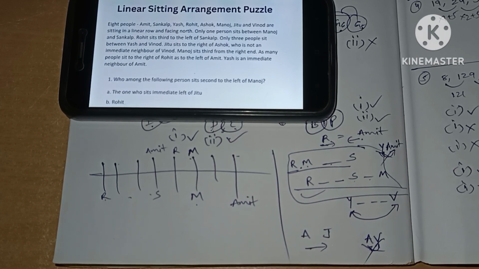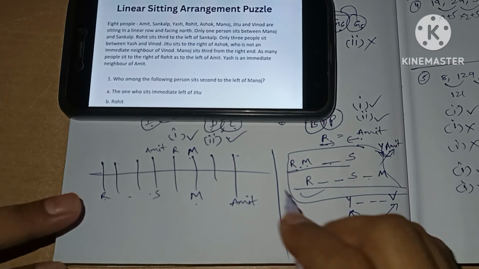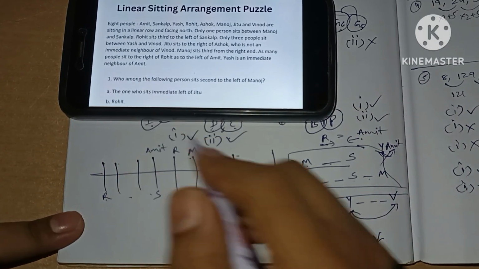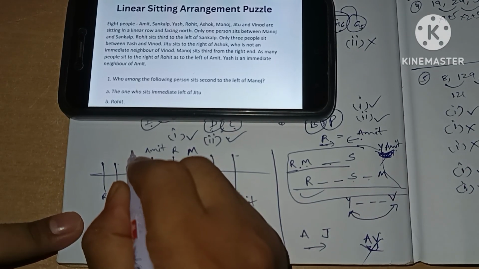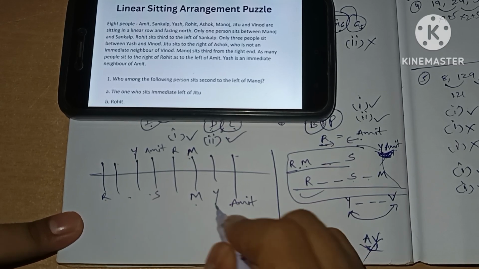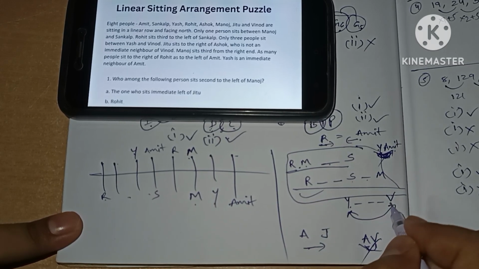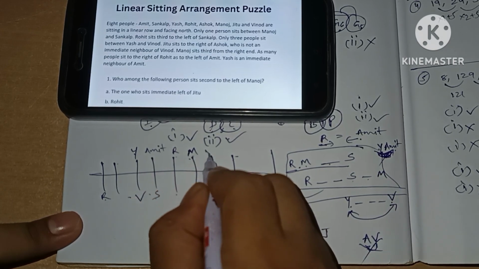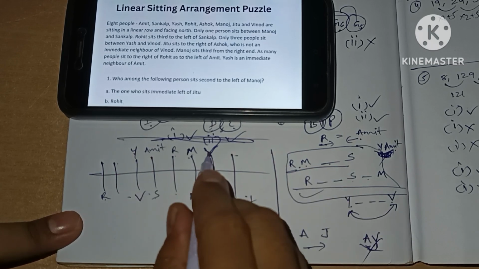Next, wait a second. The last statement is S is an immediate neighbor of Amit. So Y and Amit are immediate neighbors. So this is the place for S. If we got S, then we can place Vinod. 1, 2, 3, Vinod. This is Vinod's place.